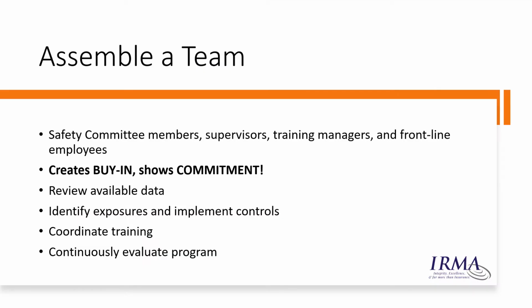The first recommendation for successful injury prevention programs is to assemble an injury prevention team. Workplace programs are more successful when overseen by specific people who are given the time and resources to succeed. The team can be comprised of safety committee members, supervisors, training managers, and frontline employees. The important key is to include all levels of employee and representation from all departments. By doing so, you gain commitment and buy-in at the same time.